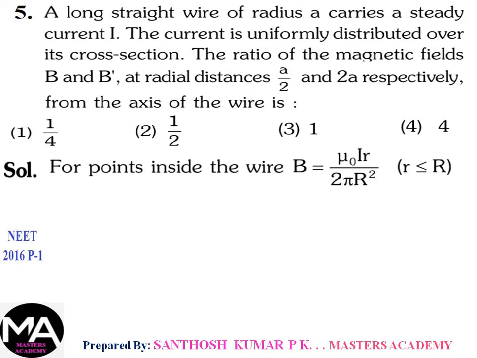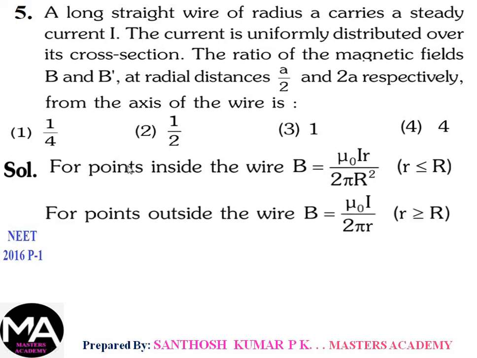Solution. Since they have given a long straight wire of radius A carrying a steady current, now for points inside the wire, we know that the magnetic field is mu naught into I into r divided by 2 pi A square, when the distance r is less than or equal to the radius A. Now for points outside the wire, B is equal to mu naught into I divided by 2 pi into r, where r is greater than or equal to A.